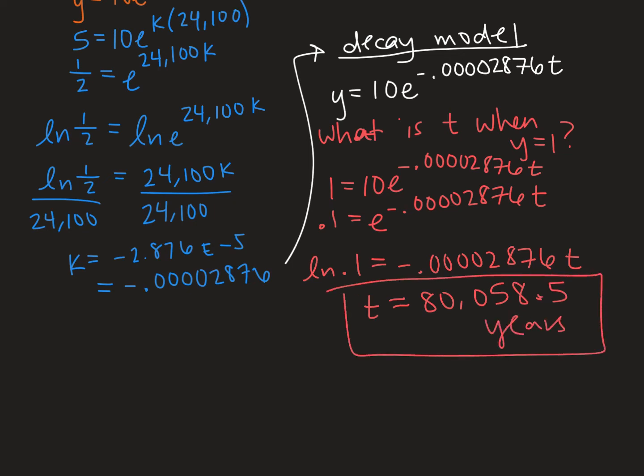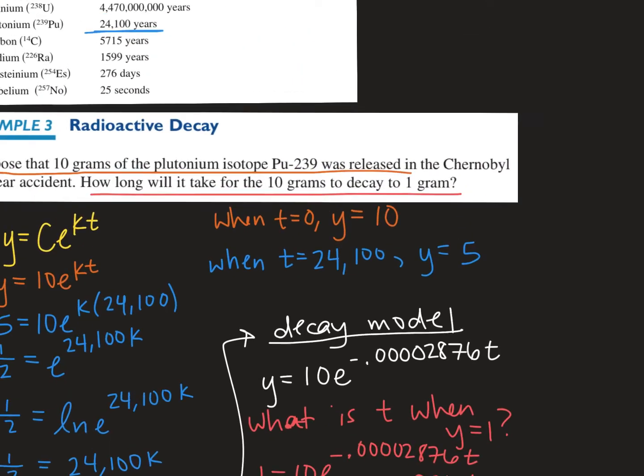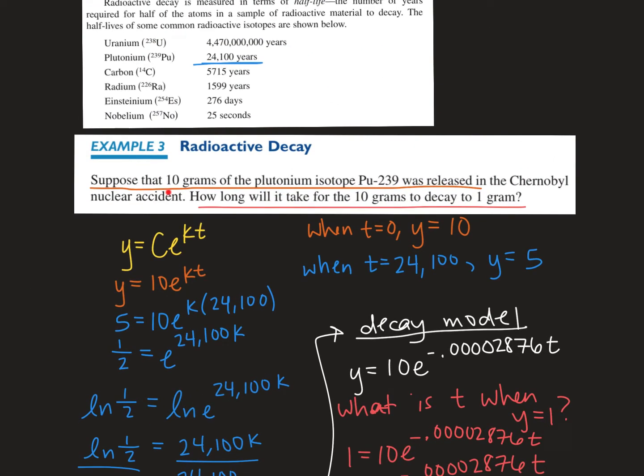So after 24,100 years, our 10 grams of this plutonium isotope went down to 5, but then after another 24,100 years, it went from 5 to 2.5. Then after another 24,100 years, 2.5 grams went down to 1.25, and so on. So that's why this follows that decay model.